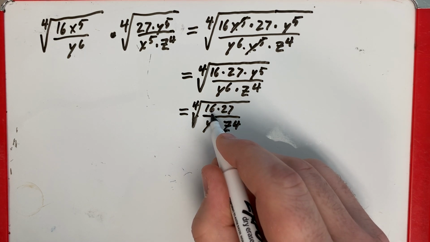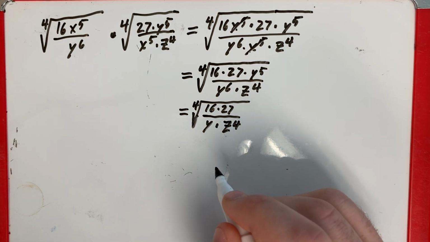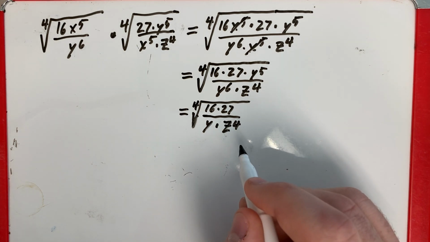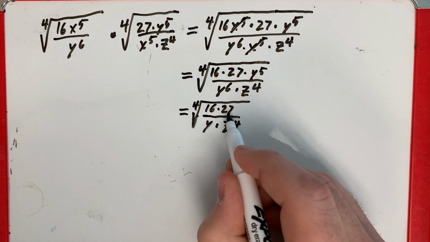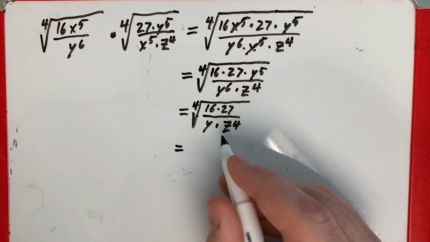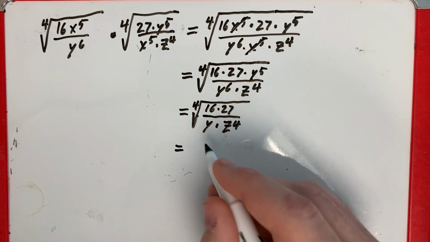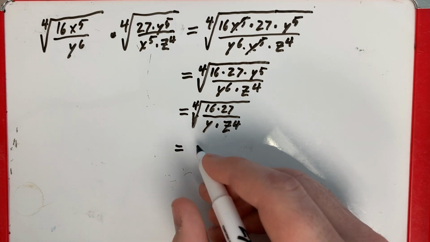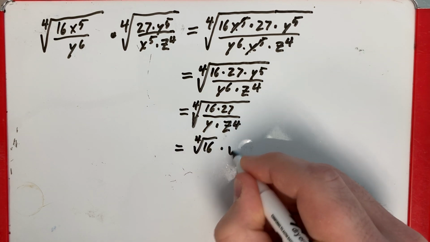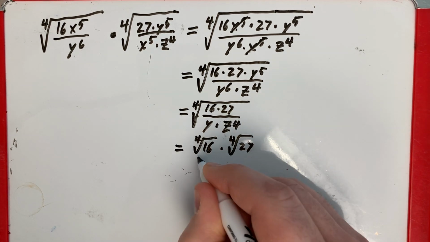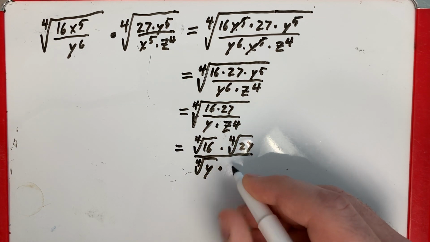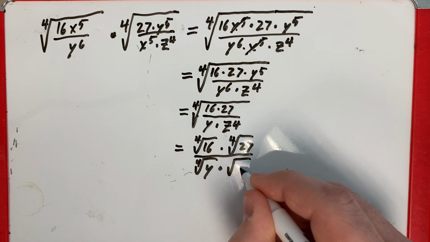So 16, if I were to break that down, was going to give me 4 times 4, or 2 times 2 times 2 times 2. So we're thinking factor trees for these guys. But first we'd want to isolate the radicals. So use the product and quotient rule again. Well, I'll use both at the same time. You end up with fourth root of 16 times the fourth root of 27 over the fourth root of y times the fourth root of z to the fourth.